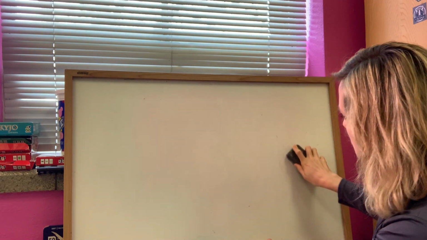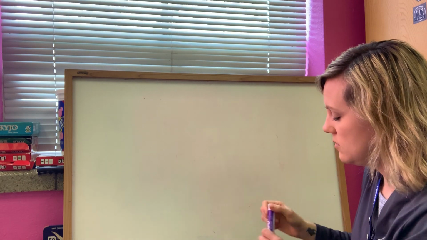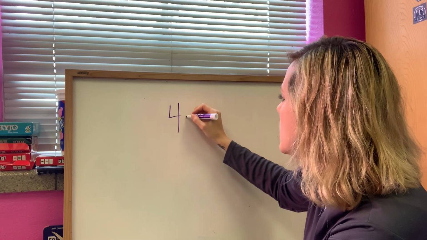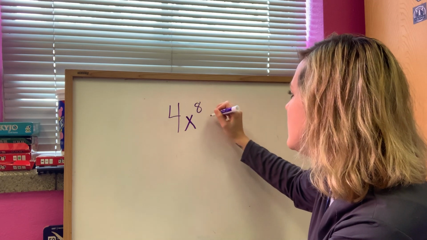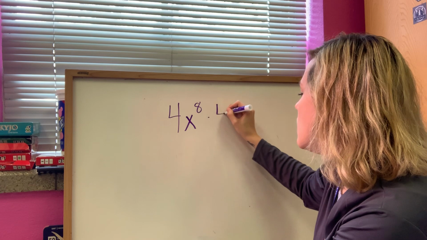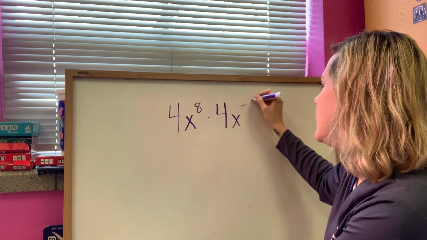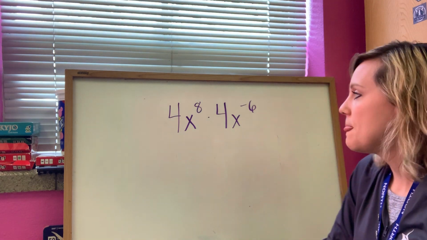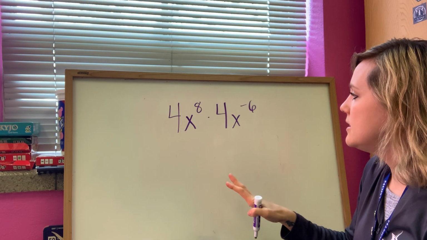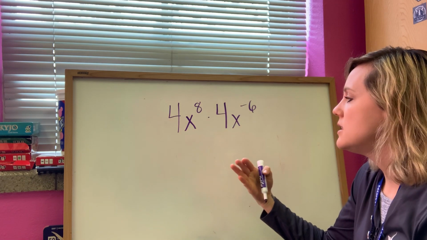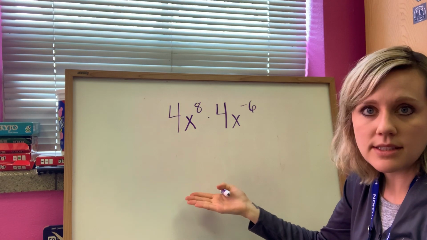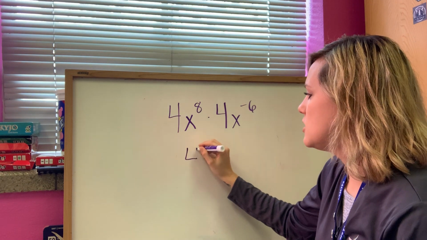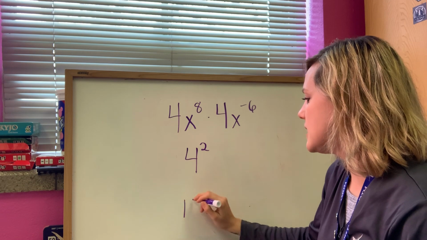Let's do 4x to the 8th times 4x to the -6th. Okay, so I'm combining the product rule and the negative rule. So the first thing we want to do is combine these two 4's. We could either multiply them and write 16, or we could write 4 squared because they mean the same thing. So I'm going to do two different answers, 4 squared, or we could write 16.